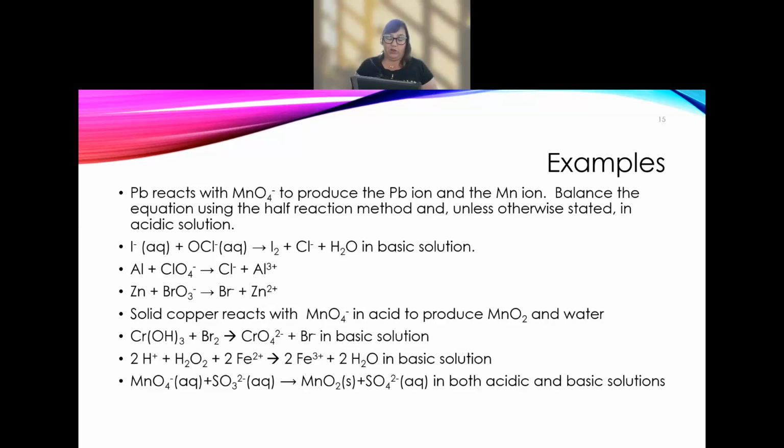I then multiply the Zn by 5 and the Br by 2. So I get 5 Zn goes to 5 Zn2+ plus 10 electrons. And I get 10 electrons plus 12H+ plus 2 BrO3- goes to 2 Br plus 6 H2O. I add and simplify, and of course my electrons cancel, so I get 5 Zn plus 12H+ plus 2BrO3- goes to 5Zn2+ plus 2Br plus 6H2O.